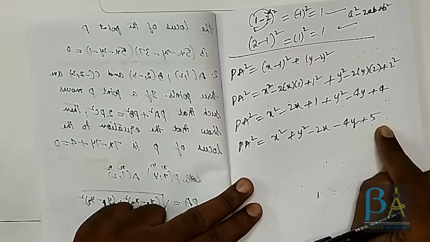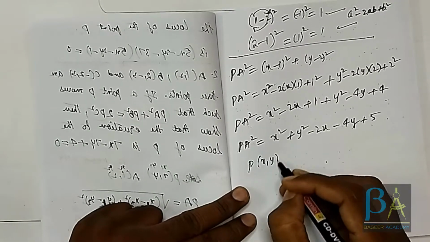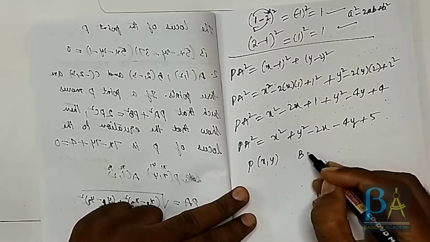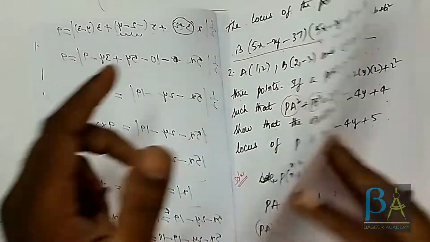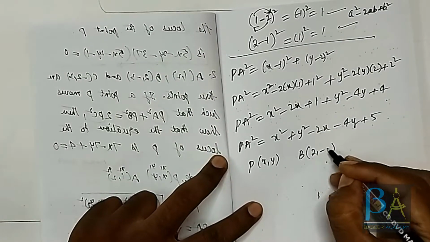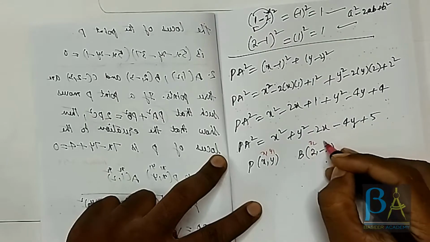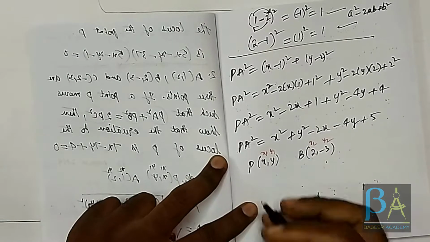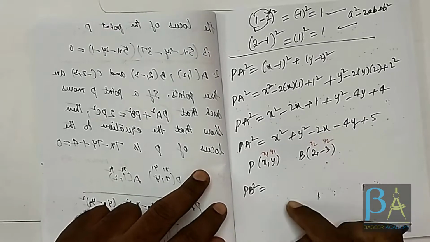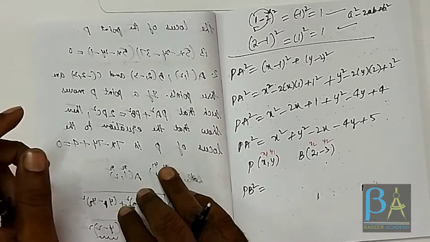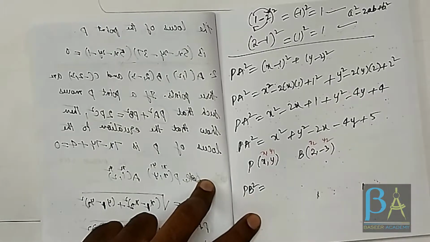In a similar manner, let me find out PB square. First, let me write what is P and what is B. P is x comma y, and then B is, what is B here? B is 2 comma minus 3. So this is your x1 y1, this is your x2 y2. Let me find out PB square. When we find out PB square, obviously the root will not be there, because if you find out PB, there will be a root, but then if you find PB square, there will not be a root.